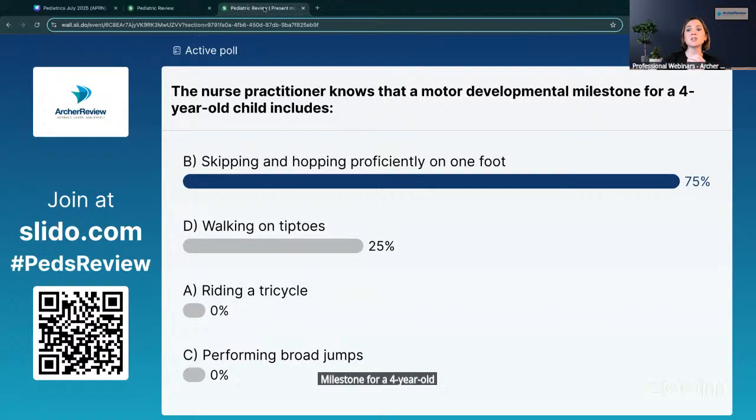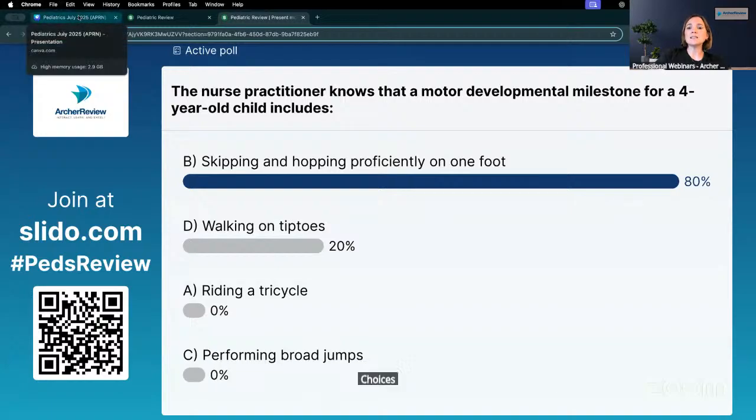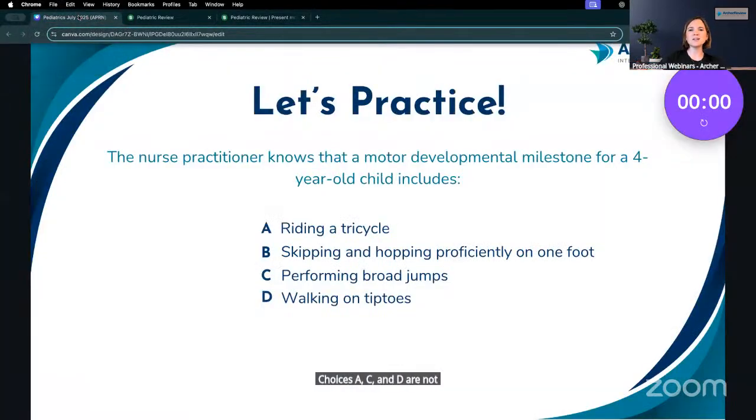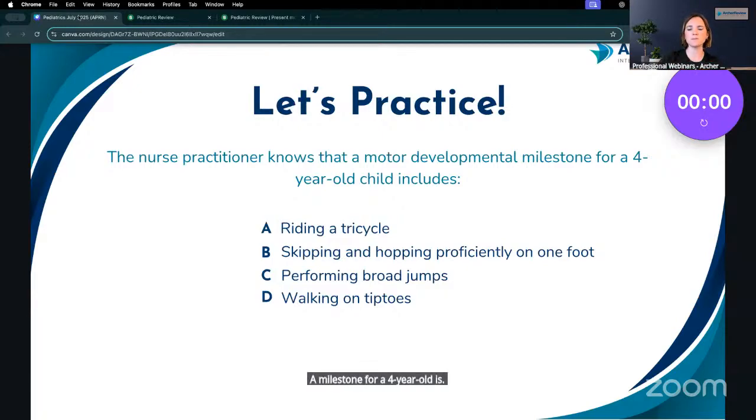Another one would be catching a ball. They should be starting to catch a ball at that age. Choices A, C, and D are not the right answer. I can see how it can be tricky because they are actually milestones for a 3-year-old. So by 4, they should also be doing these things, but a milestone for a 4-year-old is choice B.